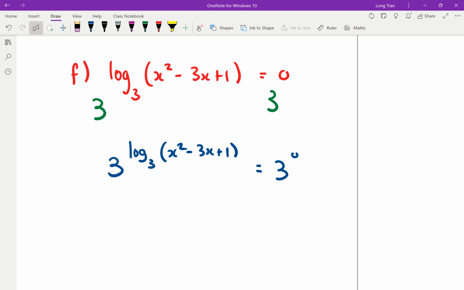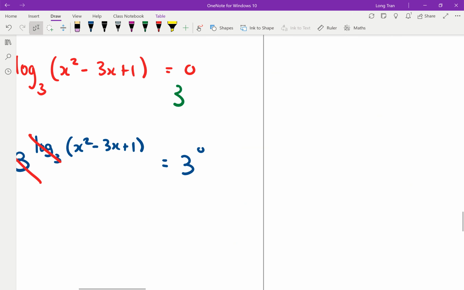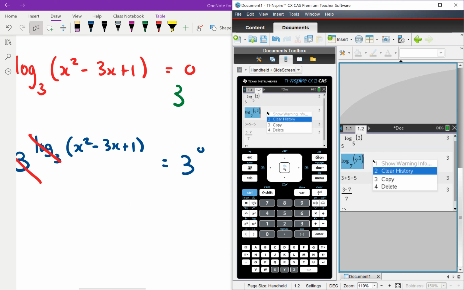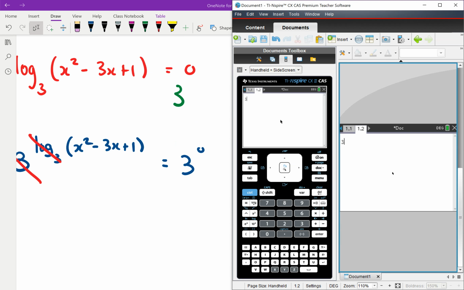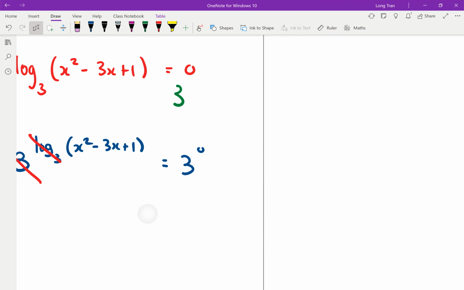Okay, so remember, exponential base 3 to the power of log base 3, they're inverses of one another. They're going to cancel out. If you don't believe me, we can try it on our CAS right now. So watch. I'm just going to clear all this out. We did 3 to the power of log base 3 of x squared minus 3 times x plus 1. Watch. The exponential base 3 and the log base 3 are going to cancel out, and all I'm left with is x squared minus 3x plus 1. Can you see what I mean? So they're just inverses of one another.